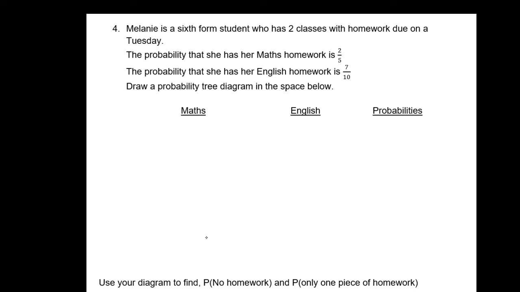Okay, so Melanie is a sixth form student who has 2 classes with homework due on a Tuesday. The probability she has her maths homework is 2/5. The probability she has her English homework is 7/10. Draw a probability tree in the space below. So maths and then English. They're independent. Whether she has a maths homework doesn't affect whether she's got her English homework. Okay, and clearly she likes English better, or English homework's easier to do.